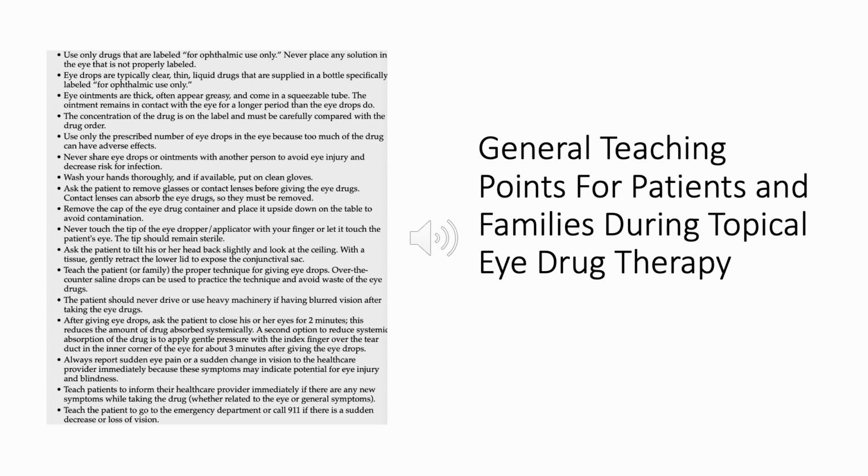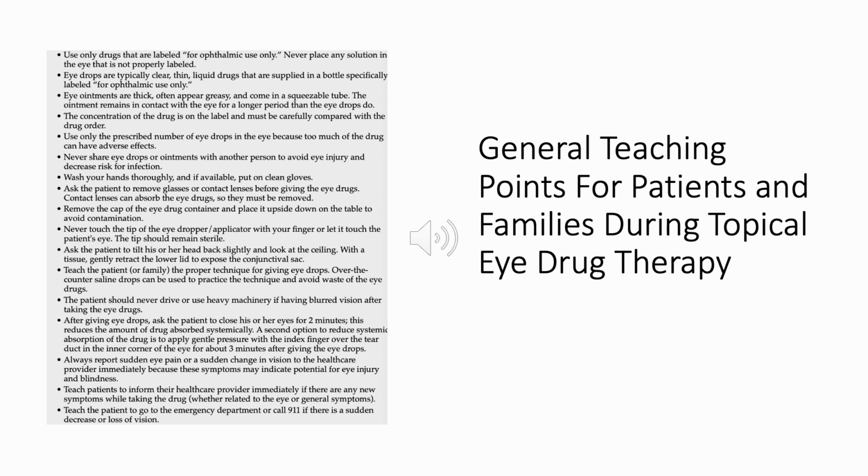After giving eye drops, ask the patient to close his or her eyes for 2 minutes. This reduces the amount of the drug absorbed systemically. A second option to reduce systemic absorption of the drug is to apply gentle pressure with the index finger over the tear duct in the corner of the eye for about 3 minutes after giving the eye drops.